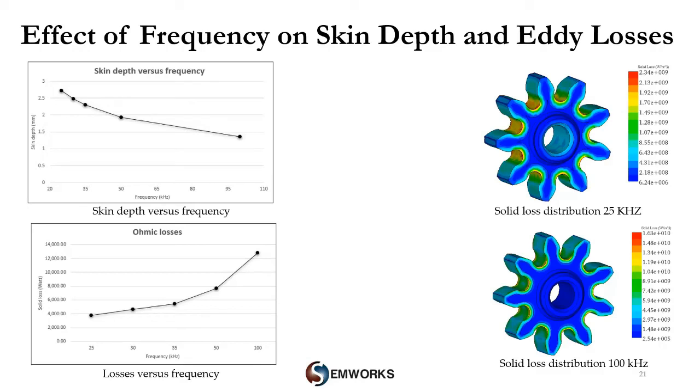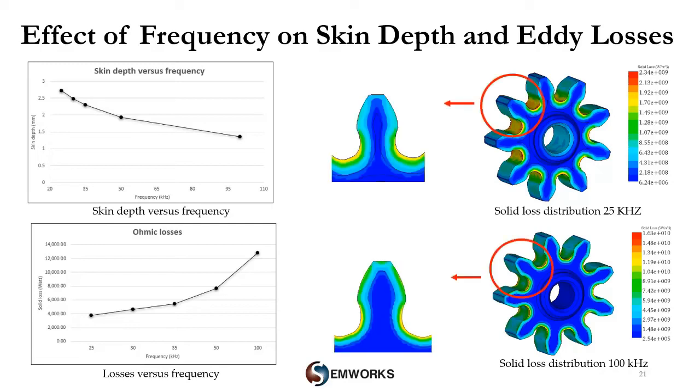So as a result of this frequency sweep, we have in the left figures the variation versus frequency of skin depths as well as the attained eddy losses, which increase proportionally to it. The right plots show the loss density distribution for the first and the final frequency, 25 and 100 kHz, from which we can easily note the localized losses within the desirable penetration depths.